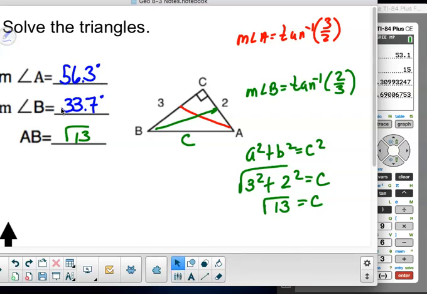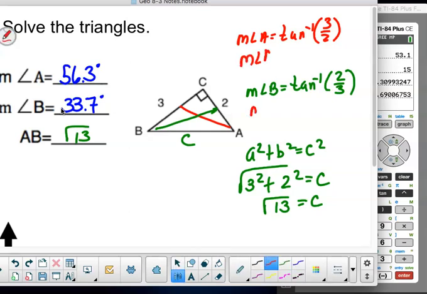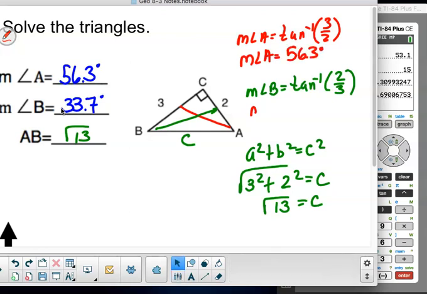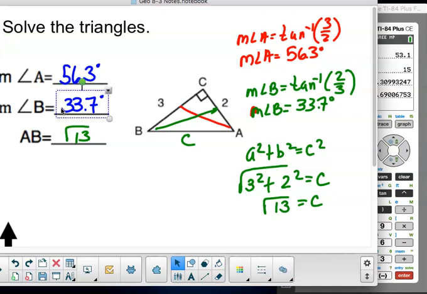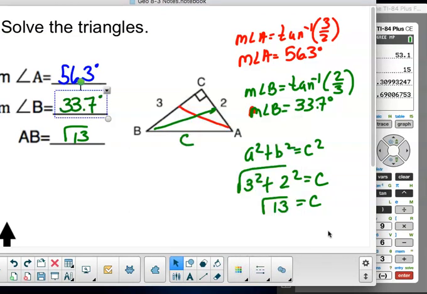So knowing that, the measure of angle A turned out to be 56.3 degrees, and the measure of angle B turned out to be 33.7 degrees, and perhaps we can get that color coded a little bit better.